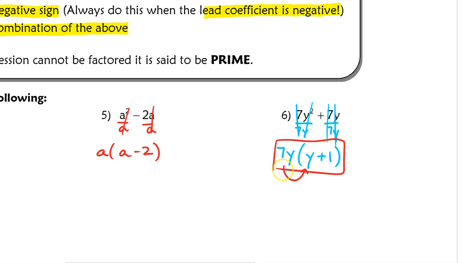Again, if I want to distribute it back out to make sure it's correct, 7y times y is 7y squared, and 7y times 1 is positive 7y, which is the original. Once I erase here, you can see it. It is the original expression that we started with.